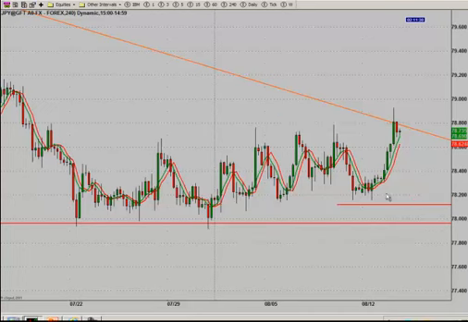So we know that 764 level right there is a significant level. We know that you couldn't close below it. In fact, you couldn't even get to it. So the yen remains strong.